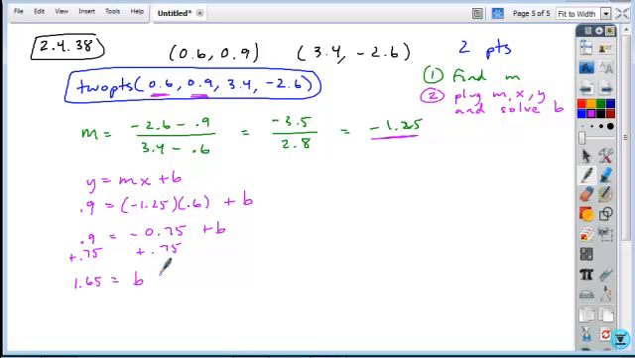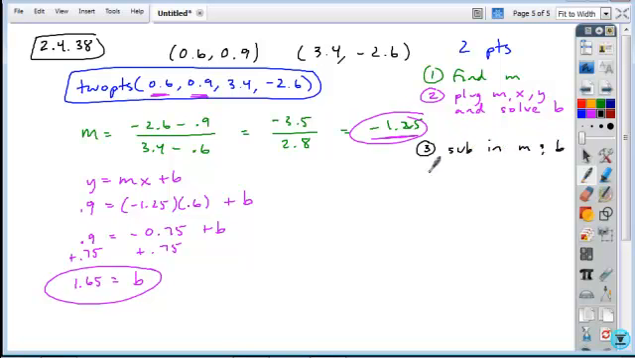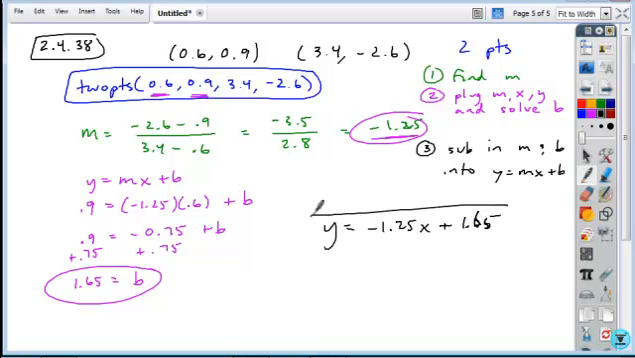So there's our y-intercept. Once we have our y-intercept and our slope, we can now perform the last step, which was to sub in your slope and your b value, your y-intercept, into the y equals mx plus b form. So we get y is equal to negative 1.25x plus our b value, 1.65. And that is our answer for that.